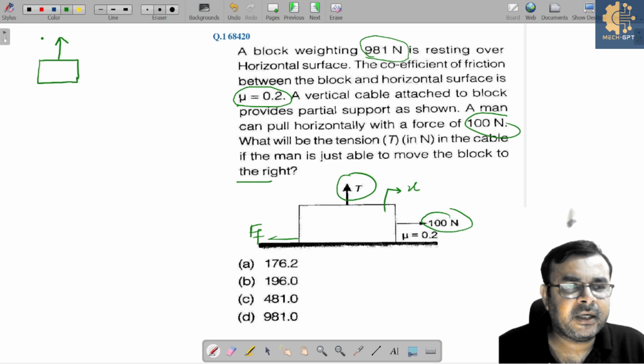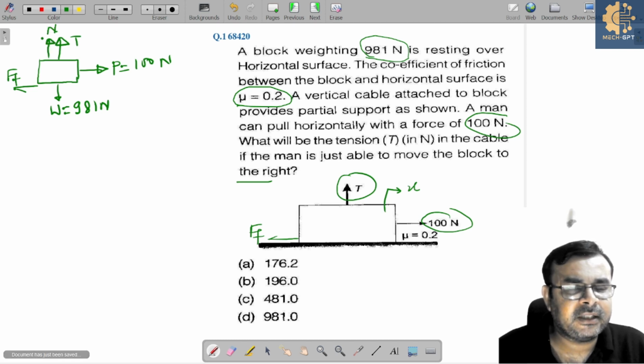and in this block we have tension in this direction, and its own weight is acting in the downward direction, which is W, equal to 981 Newton. And this block is pulled by a force, let's say this is P, which is equal to 100 Newton, and the frictional force may induce here. This is FF. And since this block is having this force, one normal reaction may also act in the upward direction.